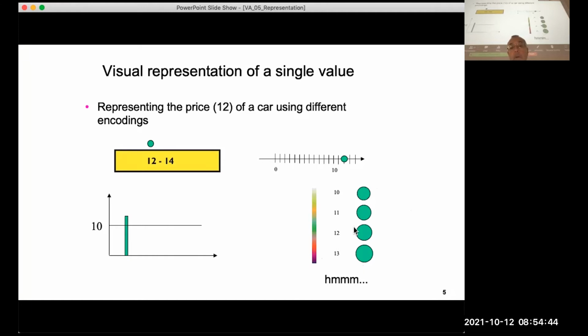I showed you that there are some means that are better than others. This is the best solution, the position. This is the second, the length. And after that, you can go for colors or size. This is a hierarchy of effectiveness in representing a single value.